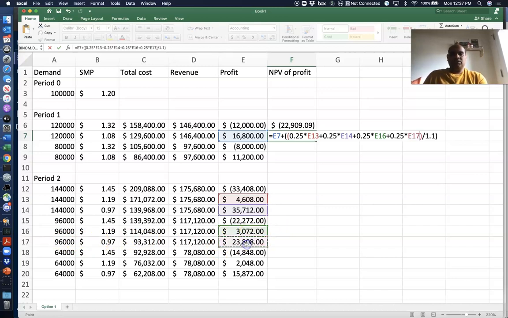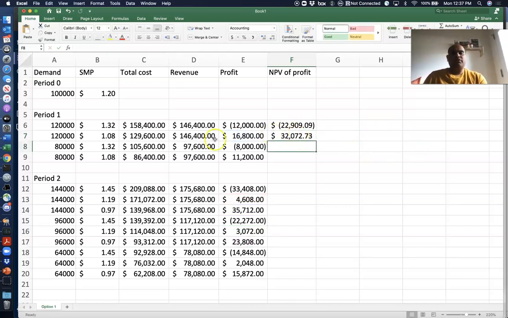Yeah, copying down would have worked. Let me see if it works out for the others. And there you go. So this is everything that can potentially happen in the next year with the corresponding probabilities. Divide by 1.1 because it's 1 year in the future, and that's the net present value. So if this is the place where you are, you expect to make a $32,000 profit.